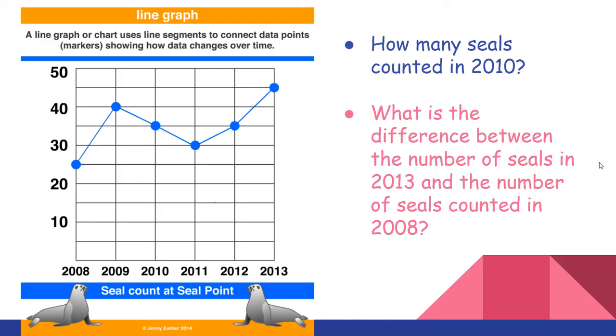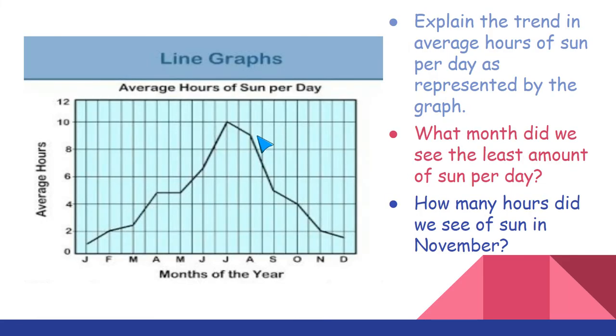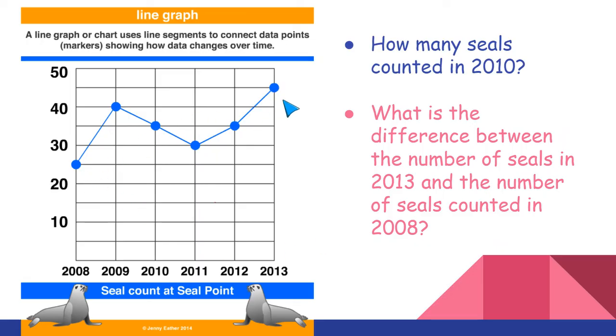What is the difference between the number of seals in 2013 and the number of seals counted in 2008? All right, the answer is 20 seals. Let's take a look at where I got that information. In 2013, we see that the data point is right here between 40 and 50, so that would represent 45 seals. In 2008, the data is right between 20 and 30, so this would represent 25. 25 from 45 would give me the difference of 20.